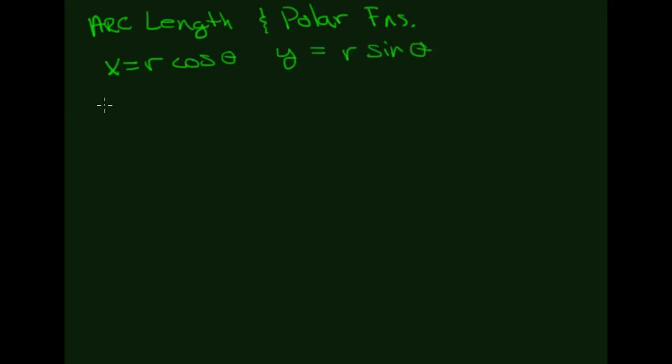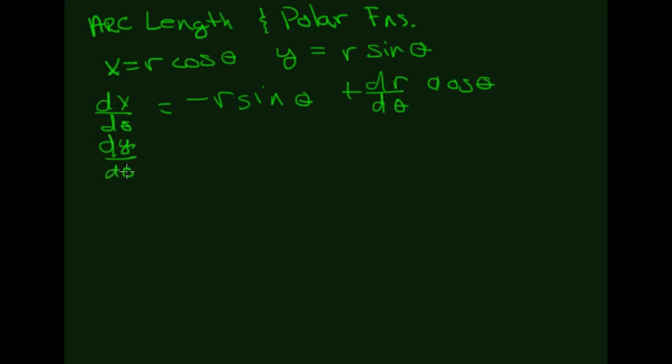Now if you do some differentiating here, you're going to get dx d theta comes out as negative r sine theta plus dr d theta times cosine theta. And dy d theta is going to come out as r cosine theta plus dr d theta times sine theta. Okay, so let's take a look at what happens here.